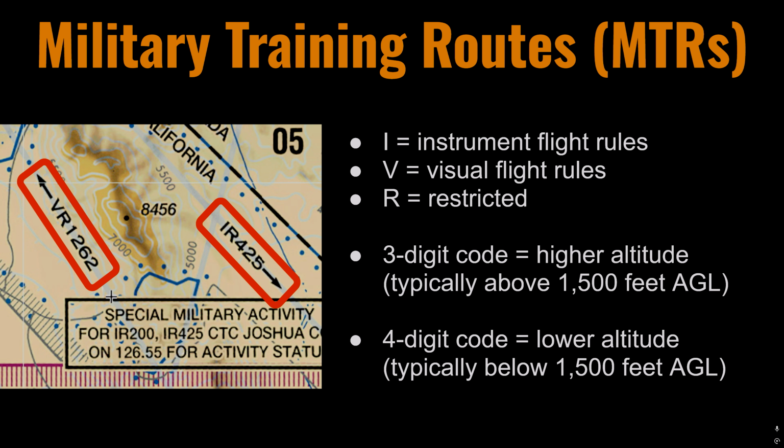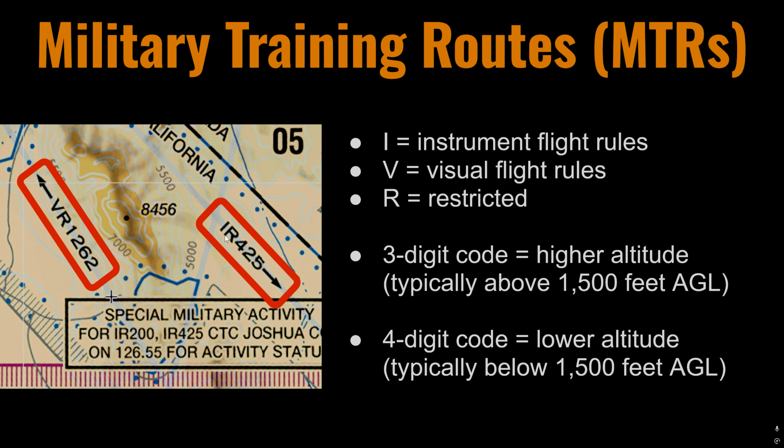Next up are military training routes, or MTRs. So you see on the left here are two different examples of what MTRs, or military training routes, could look like. They are oftentimes hard to find because it's just a light gray line with very small text and a small black arrow. Now, you're going to see some different letters and numbers along these routes, and just a little bit about what those mean.